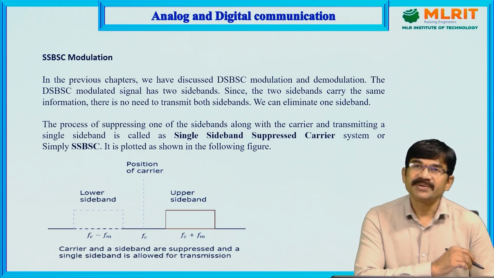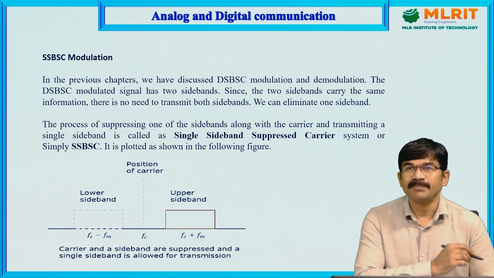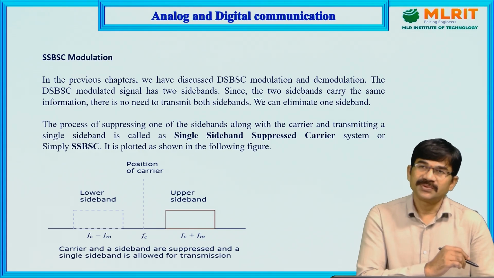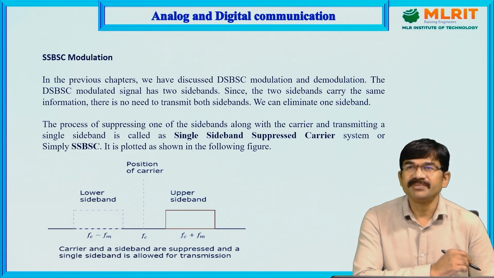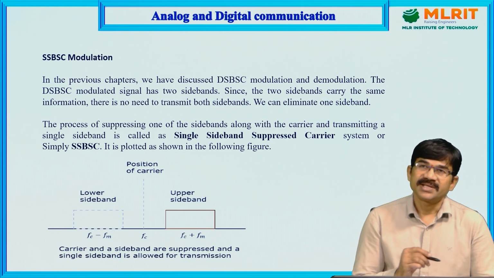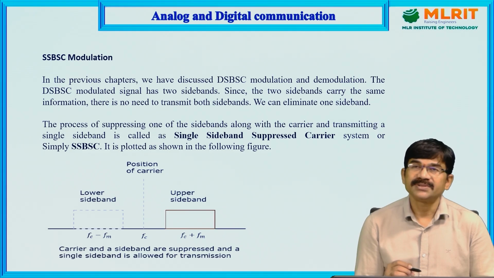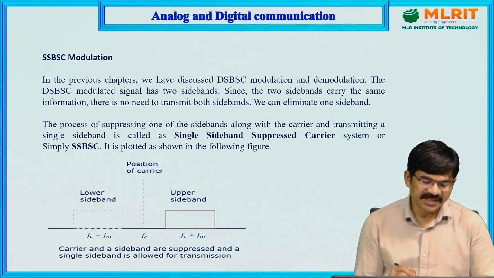The single sideband should be either the upper sideband or the lower sideband, because both sidebands have the same information. So suppressing one sideband and concentrating only on one sideband, we call it a single sideband modulation system. That is the single sideband suppressed carrier modulation system. So what is the diagrammatical representation of the SSBSC?